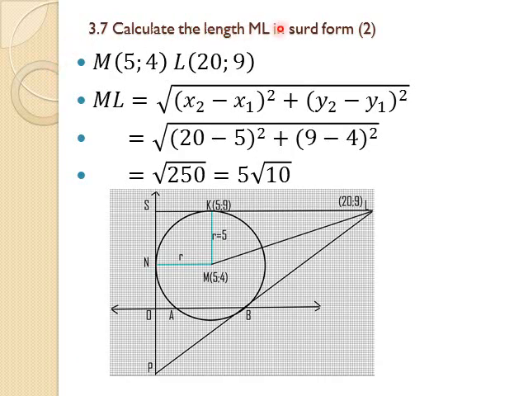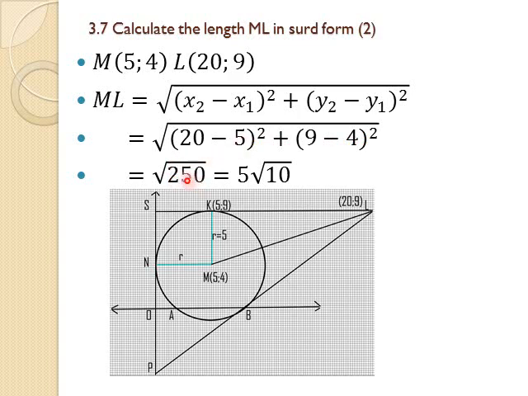Now they want me to calculate the length of ML in surd form. So I'm calculating from M to L. I know M is (5; 4) and L is (20; 9). Using the distance formula, ML = √((x2 - x1)² + (y2 - y1)²). So 20 minus 5 is 15, squared gives me 225. And 9 minus 4 gives me 5, 5 squared is 25. 25 plus 225 gives me 250.